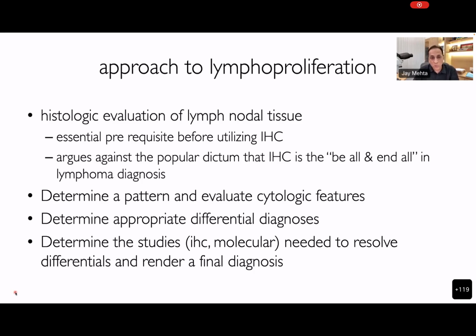It argues against the popular dictum that in lymph node pathology, IHC is the be all and end all. And that's not really correct. You need to do a morphologic analysis of the lymph node correctly before actually ordering immunostains. You should determine the pattern and evaluate the cytologic features. So you need to see if it's a nodular or a diffuse pattern, small or medium-sized cells, or large-sized lymphoid cells. Then you determine an appropriate differential diagnosis. And on that basis, you will order immunostains or ask for molecular studies. And these will help resolve the differentials and help you render a final diagnosis.